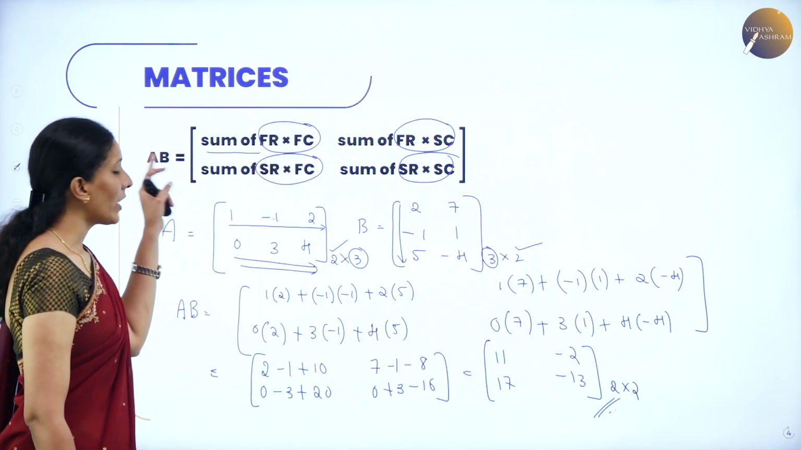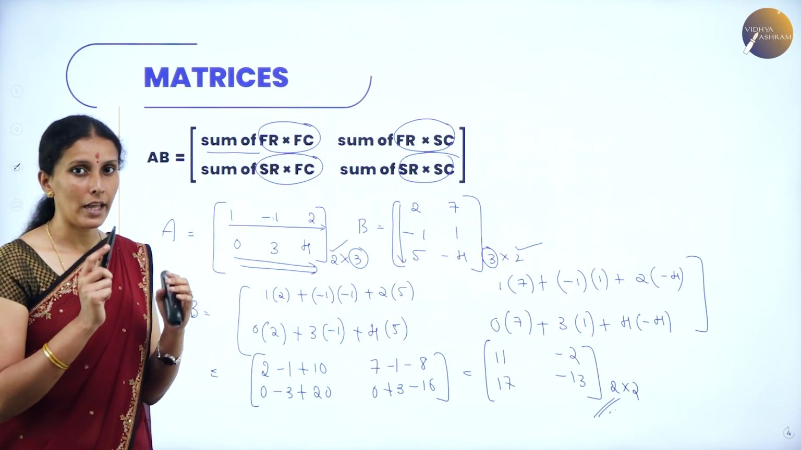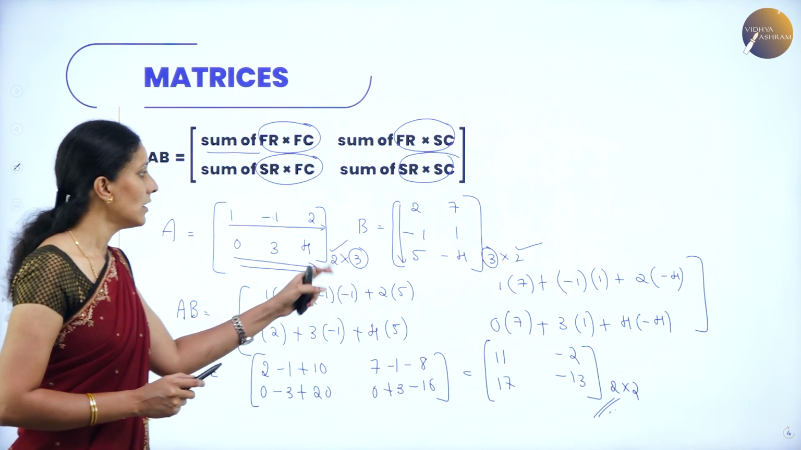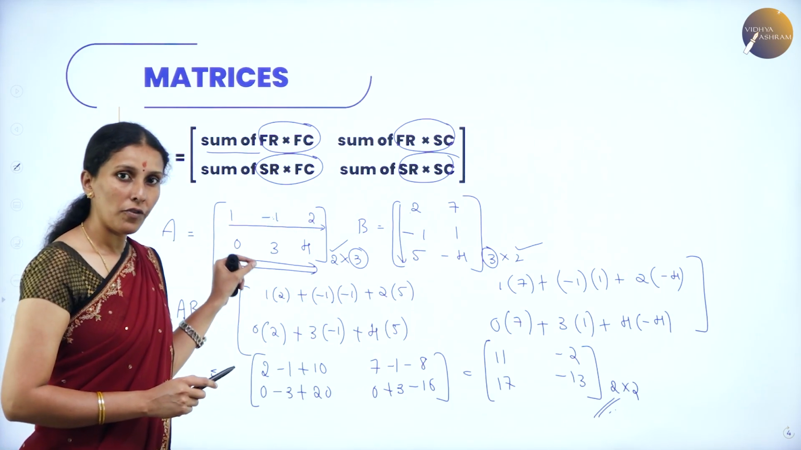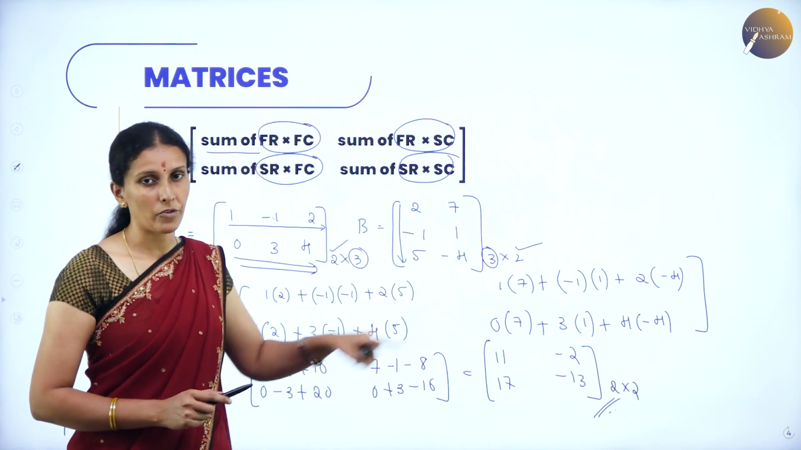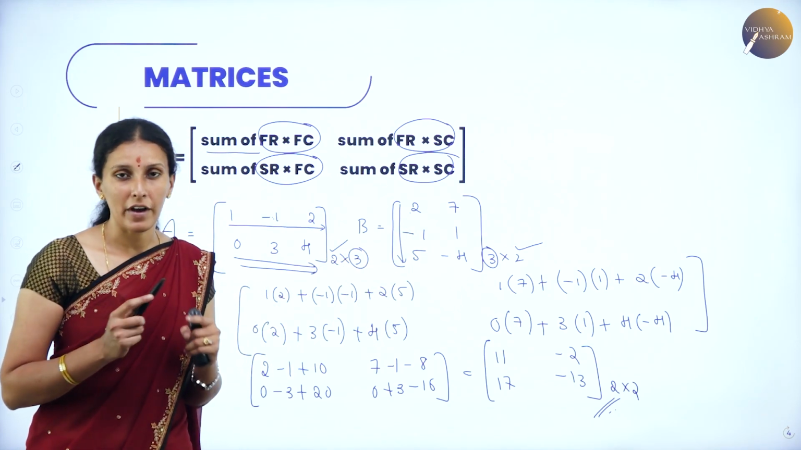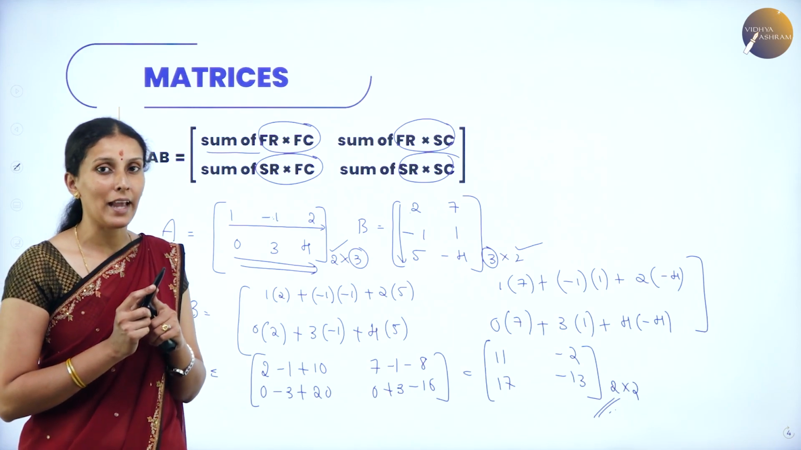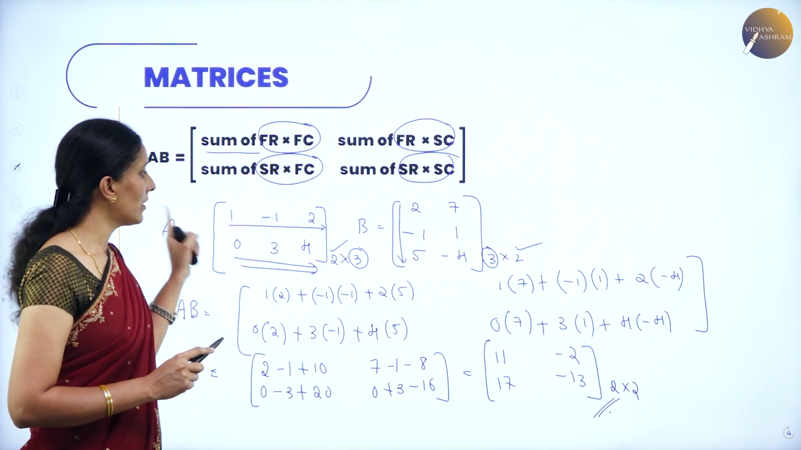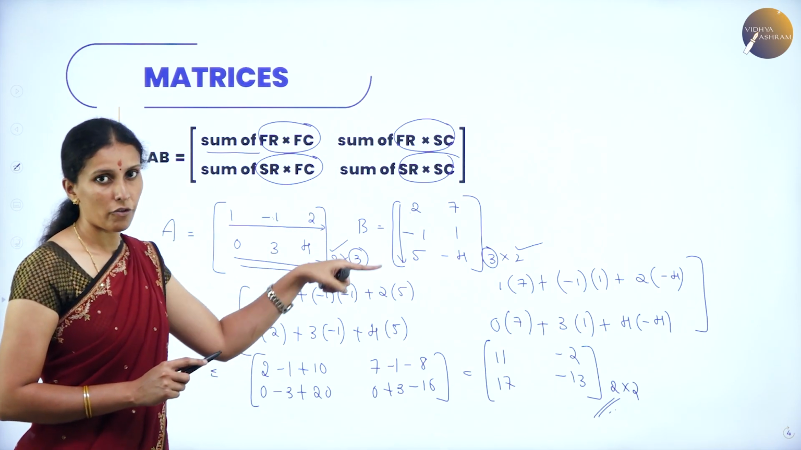That is, the product is defined only when the number of columns of the first matrix, you have 3 columns here and 3 rows here. So the number of columns in the first matrix must be equal to the number of rows in the second matrix. Then only we can define it. That is, the product AB can be defined. And how to do it? It can be done with the number of rows and number of columns here.